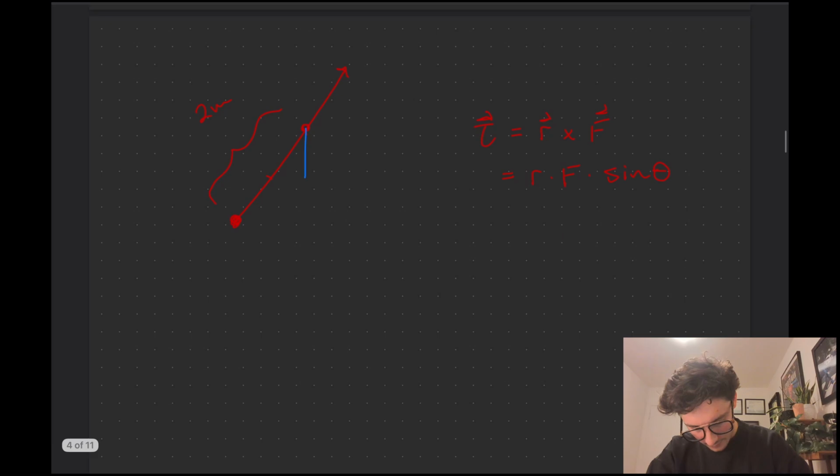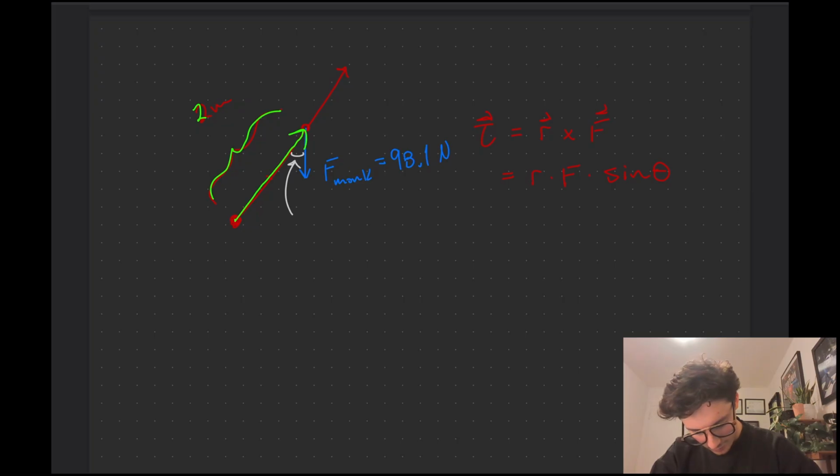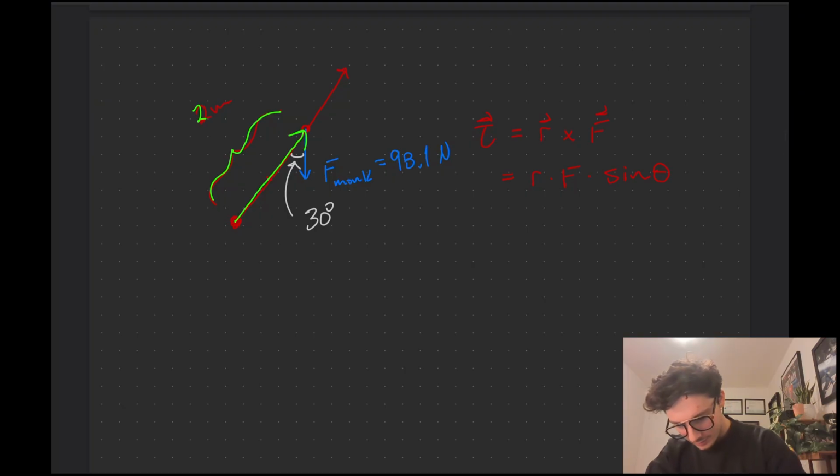In this case, we have F of the monkey, which is 98.1 newtons, which is already a force. That's fantastic. And then here we have the distance. This R is just straight up 2 meters. And here's the angle between them. Oh my goodness, we were so close, guys. Here's the angle between them. It was 30 degrees. So let's find the torque.